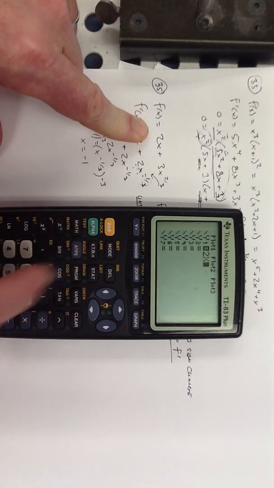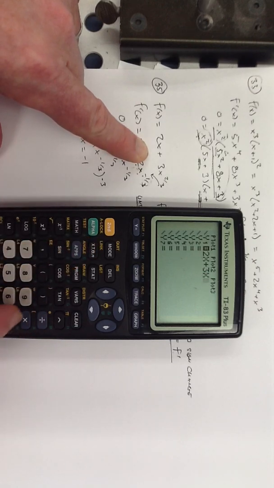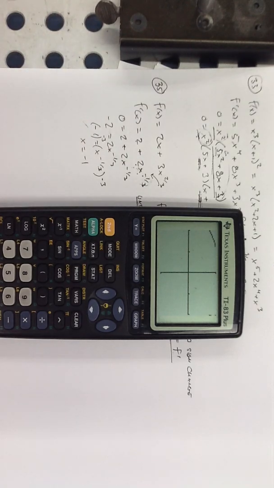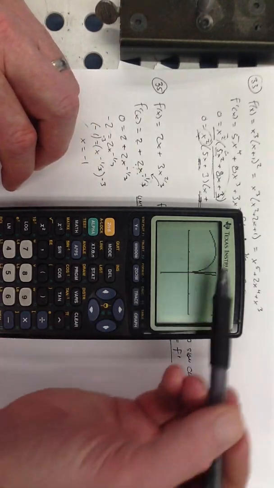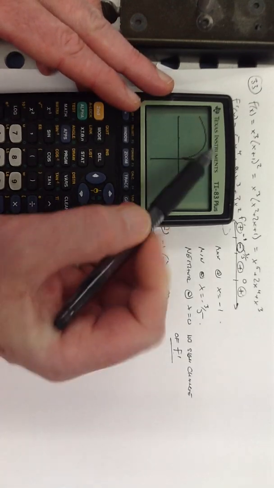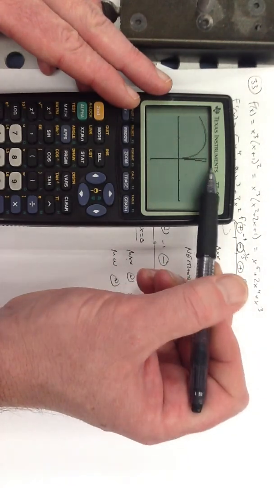So I have 2x plus 3x to the 2/3. And I'll try it in that same window. That window might be okay. And there it is. There's that sharp corner. So you can see there's our maximum at x equals negative 1 right there. And our minimum at x equals 0.